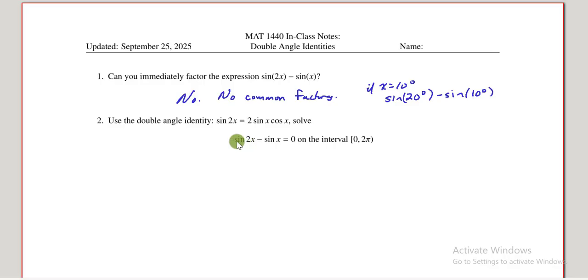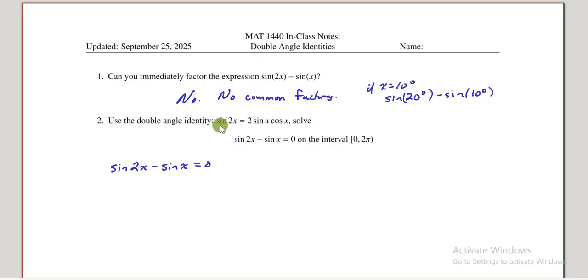So why do we mention that? Because here I'm about to solve an equation that has that expression in it. We're trying to solve the equation, the sine of 2x minus the sine of x equals 0, on the interval 0 to 2 pi. And the problem is that I'm stuck, just like I was stuck up above. I don't know what to do with this expression.